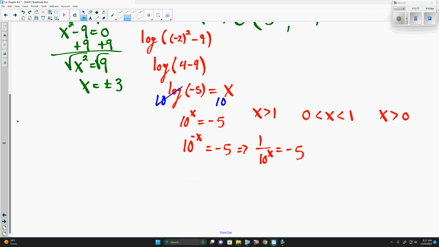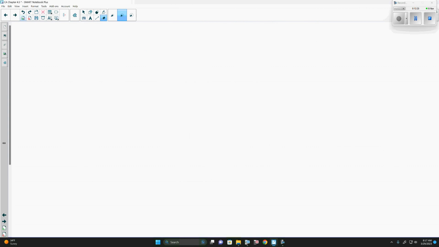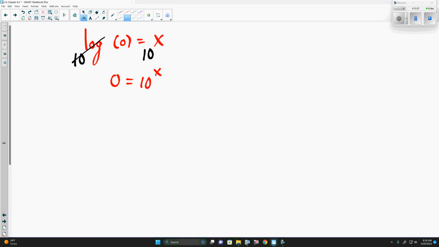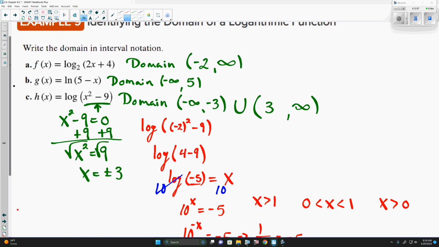So what's inside this here cannot be negative. And interestingly enough, it actually also can't be 0. Because if we set this up here, again, do the same thing, 10 to both sides, these would cancel, telling us 0 is equal to 10 to the x. Well, there's no way for me to multiply 10 by itself any number of times and somehow magically get 0. The only way we can get 0 is if we multiply a number by 0. So inside logs and natural logs, we can't have 0.